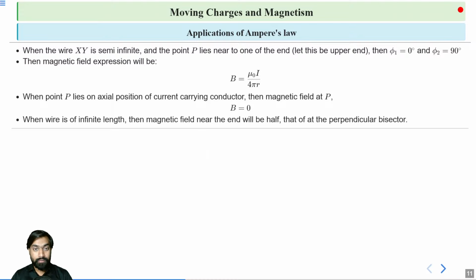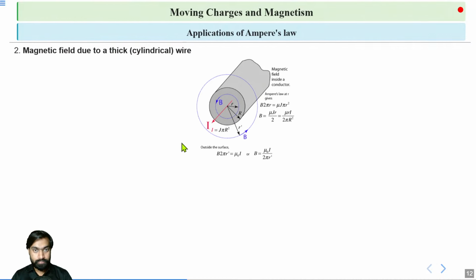Now, a wire XY that is semi-infinite extends infinitely in one direction but has a defined end in the other. We already discussed this one. So when the wire is of infinite length, the magnetic field near the end will be half that at the perpendicular bisector. Next is the second application, magnetic field due to a thick cylindrical wire.